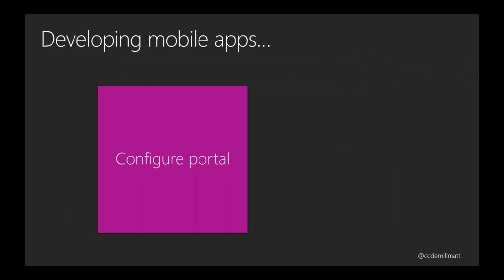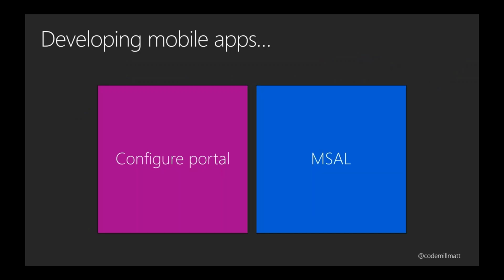And so when we're developing mobile apps, the first thing you want to do is configure the portal, and second, use the MSAL, or the Microsoft.Identity client, to go in and get at everything.